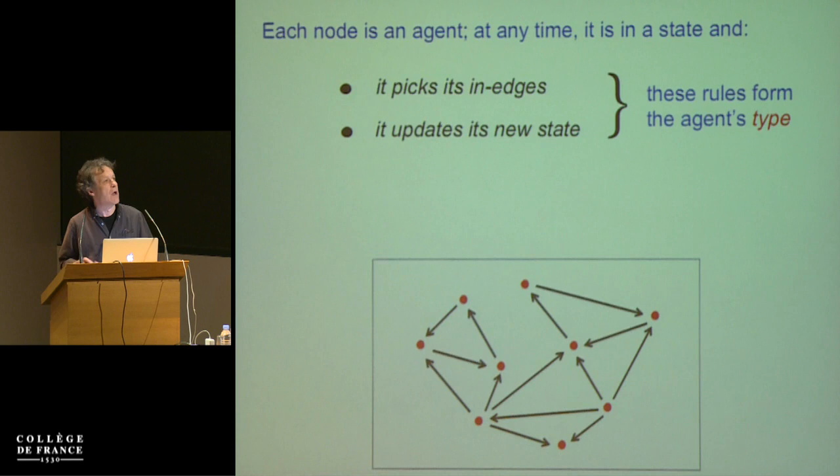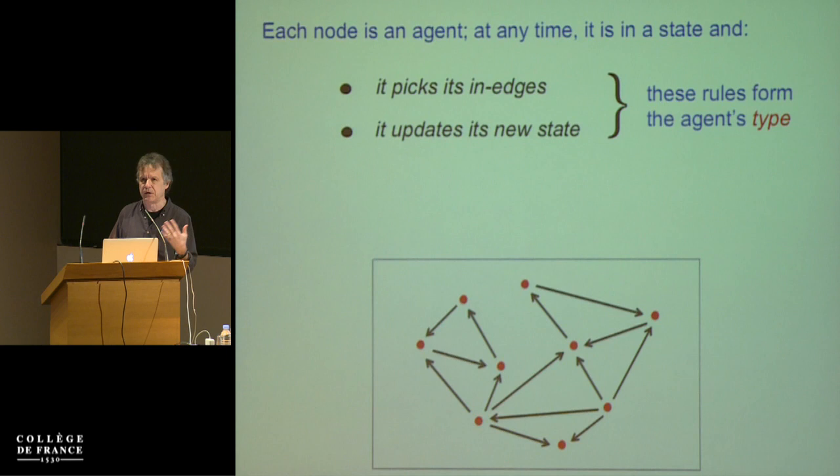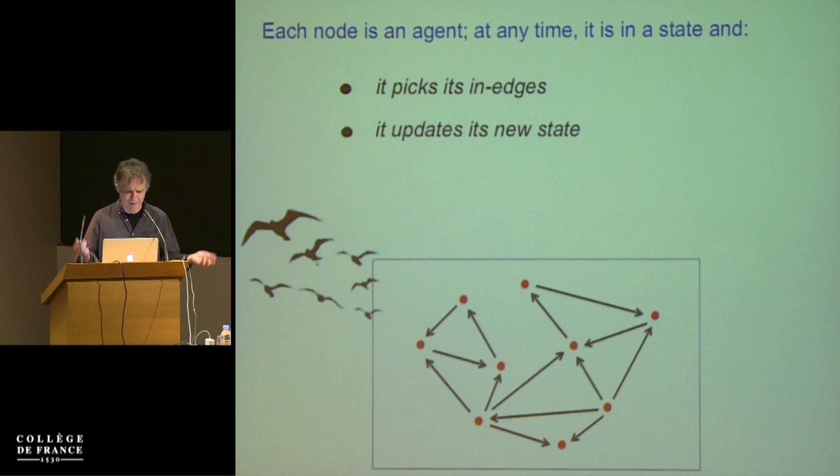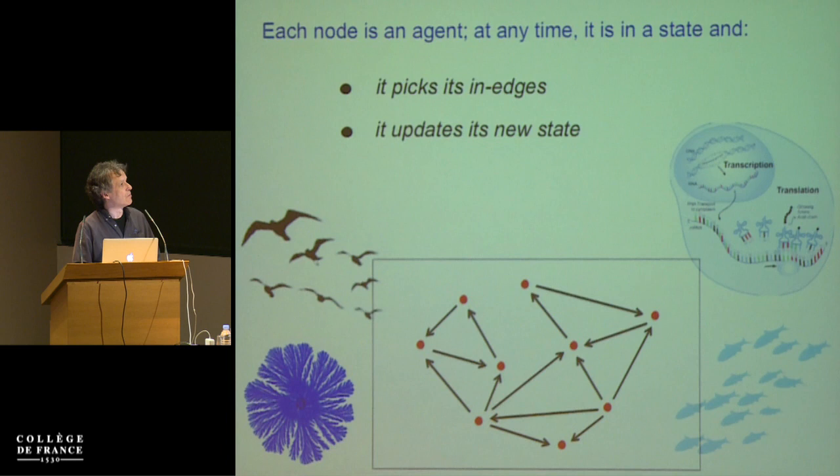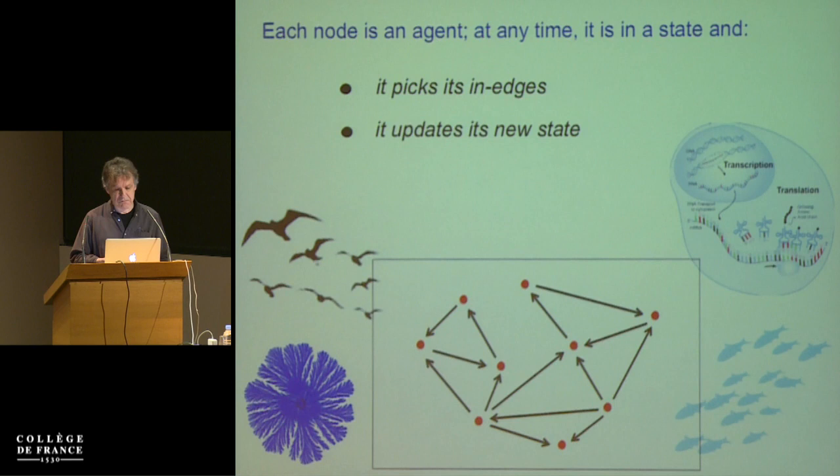But here's the point. Each agent could be different. These do not have to have the same rules. This is very important in biology, in particular, that diversity is really part of what makes things interesting. They're just not all the same. So it's such a broad general model. You can almost model anything you want with this. So a flock of birds and fish, this is a colony of bacteria, or this is just what happens inside the cell. And I can model all this if you want.